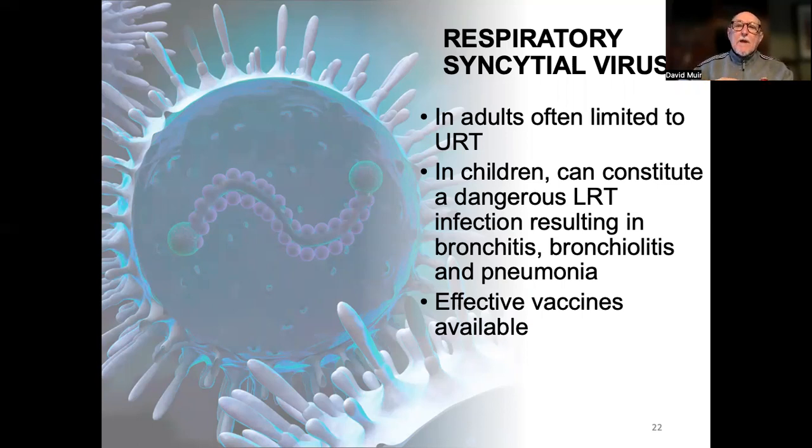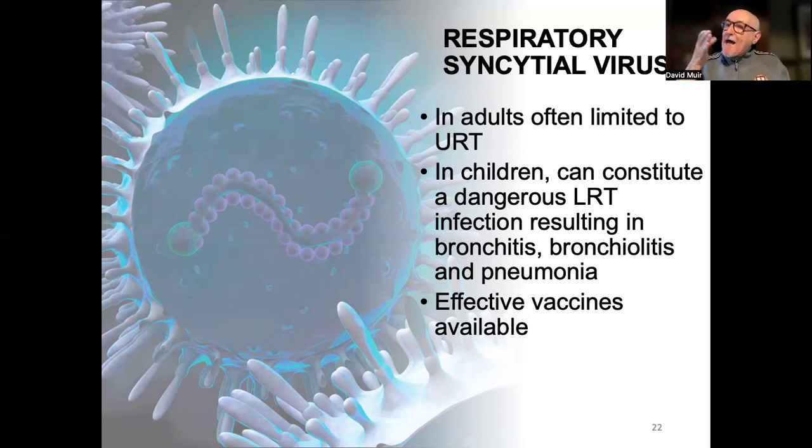But in children, it can be extremely dangerous, because it moves to the lower respiratory tract and causes severe bronchitis, also bronchiolitis. Bronchitis is inflammation of the major bronchi. Bronchiolitis is inflammation of the smaller airways in the lungs. And ultimately, it can cause a very severe pneumonia, and it can have a high mortality in children.